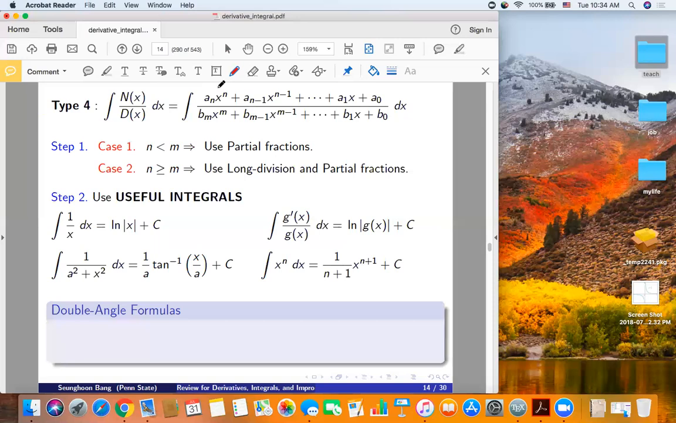So you need to know the double angle formula. This is very useful. Sine 2x is 2 times sine x cosine x.